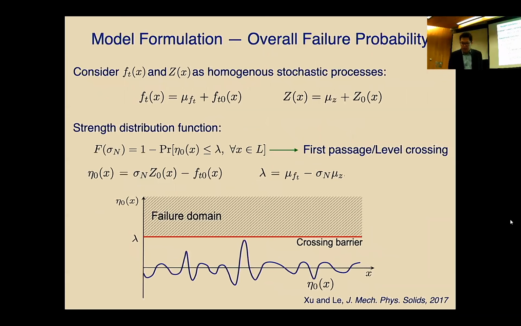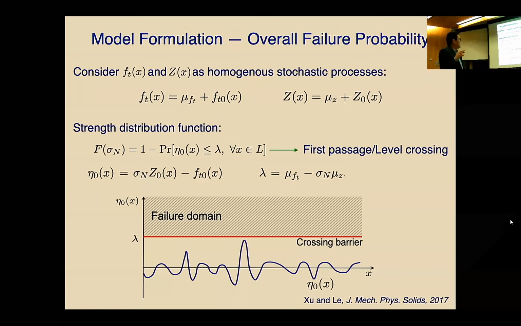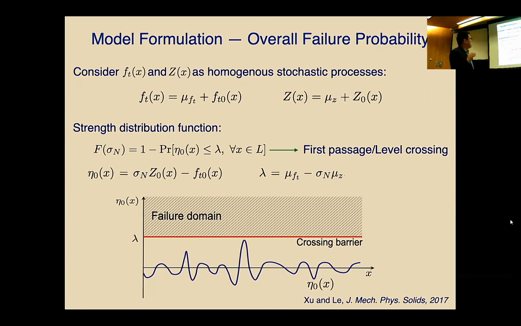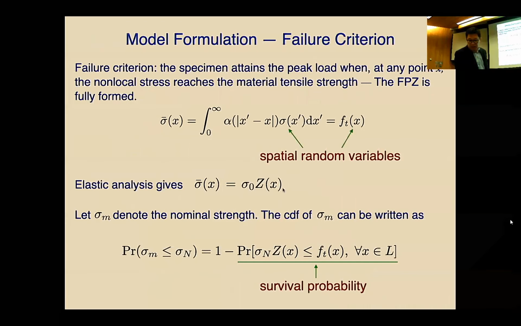Since we are looking at the uniaxial tension specimen, the simplest case, what we can do is decompose. First of all, we can consider the strength field FT(X) and the dimensionless stress field Z(X) as homogeneous stochastic processes. By doing this, we can decompose each into a mean and a zero-mean fluctuation. So mu FT is the mean value of FT and the remaining part is the random fluctuation, which is zero mean, of course. We use these two decompositions and substitute them into this equation.